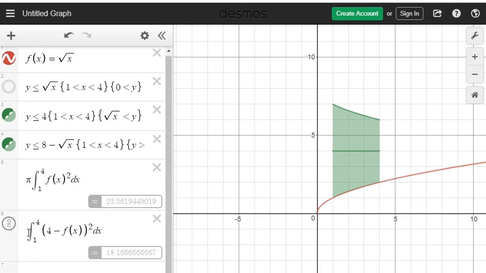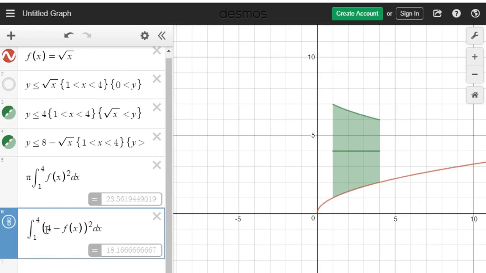So when I integrate this, I have pi times the integral from 1 to 4 of r squared dx. And when I look at r, I have to be careful. R is now 4 minus f of x, and then that whole quantity is squared. So remember, you want to square the radius. You don't just want to square f of x. So it's 4 minus f of x squared.